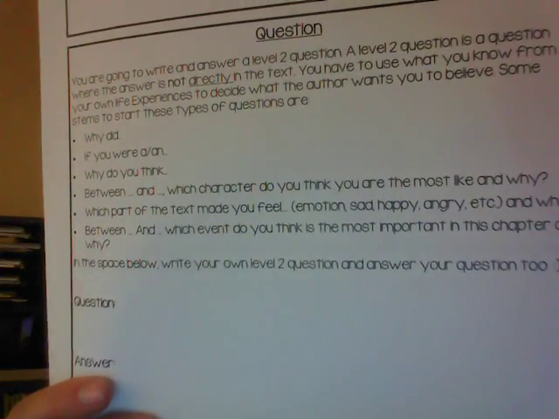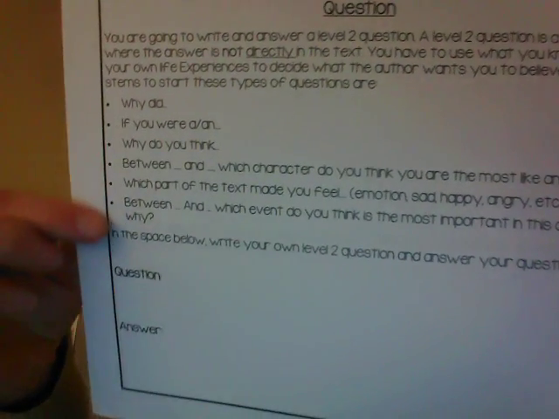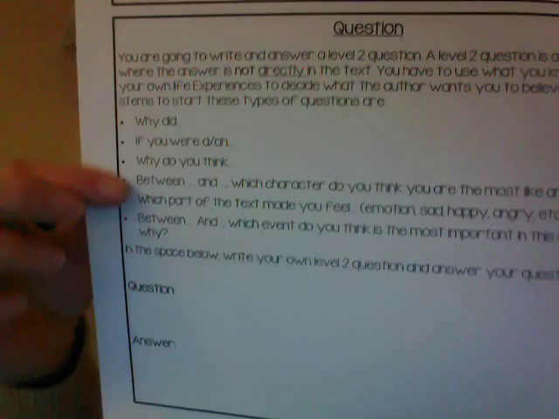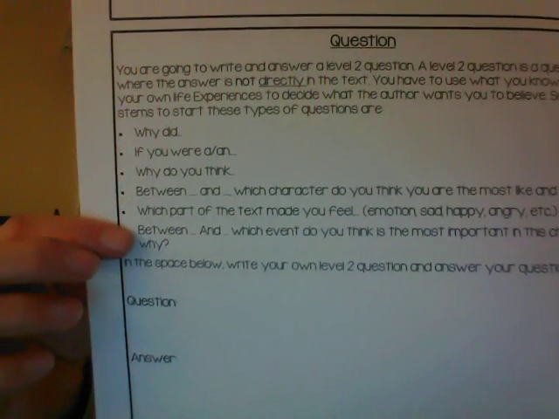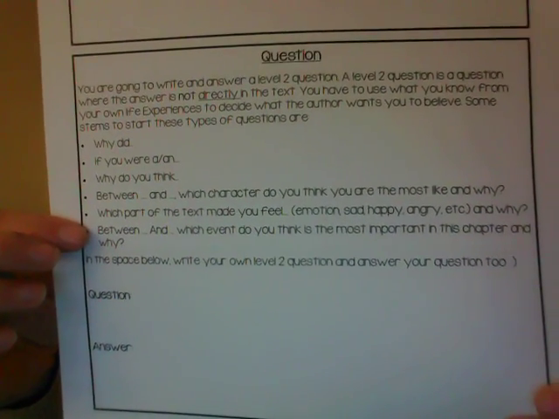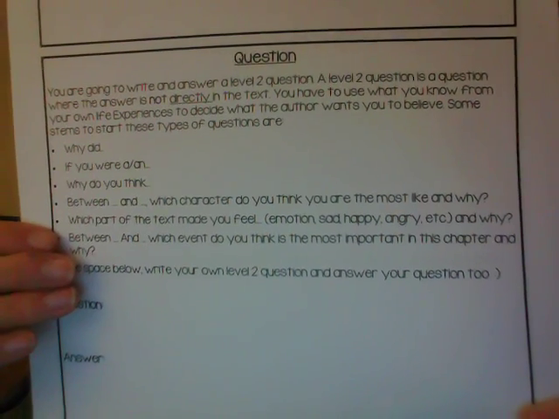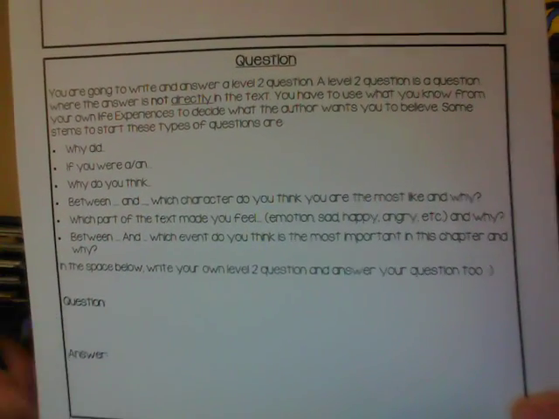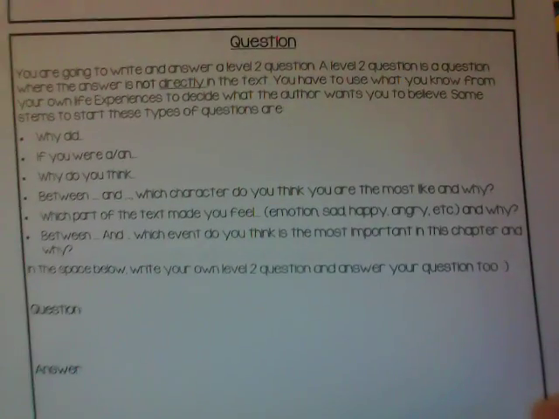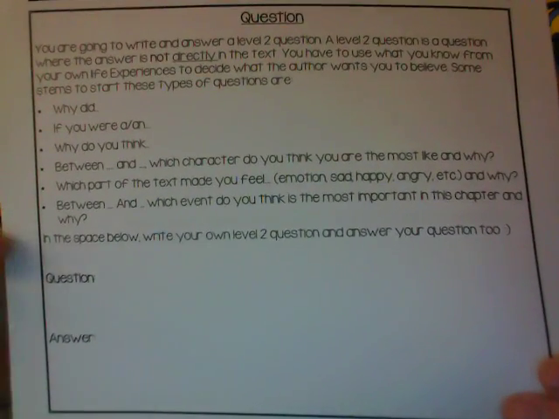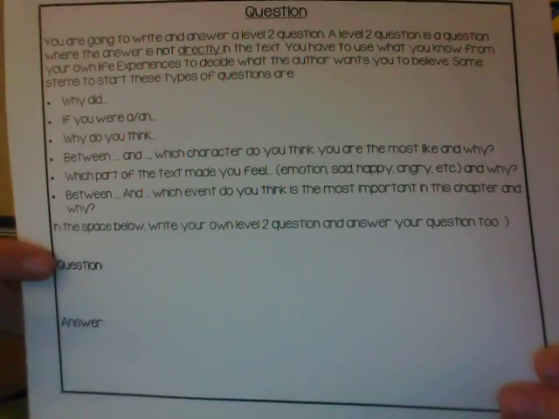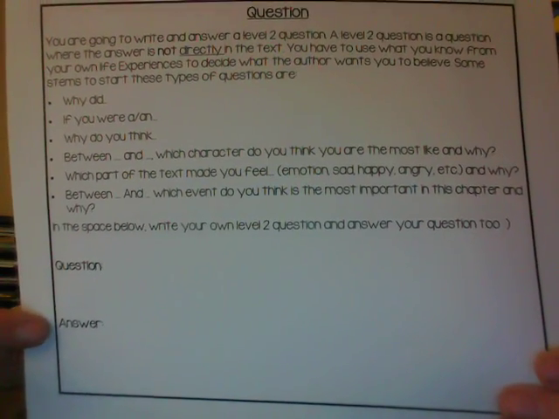Then at the bottom of that page, that would be your question section. We are still working on level 2 questions. Please use your sentence stems in order to write a level 2 question. Remember, level 2 questions are questions where you take what you know from the book and what you know from your own life in order to answer those questions. So you have to have a little bit of knowledge about the book and a little bit of prior knowledge as well. You're going to write your question here, and please answer your question here.